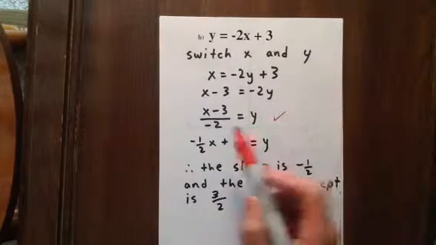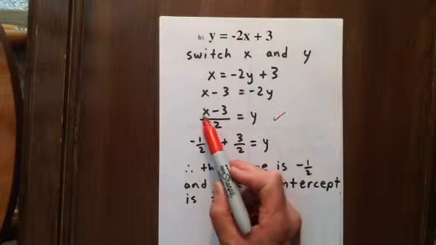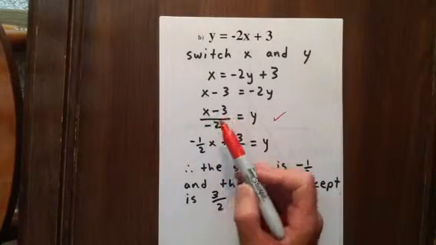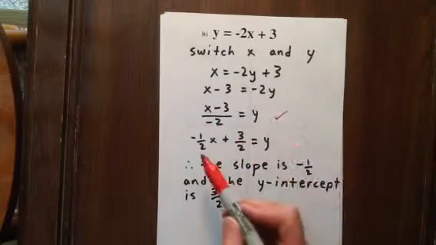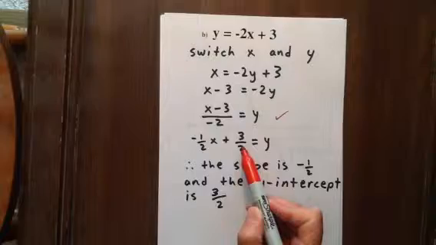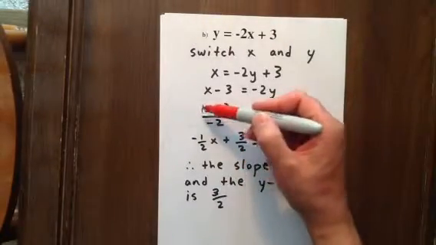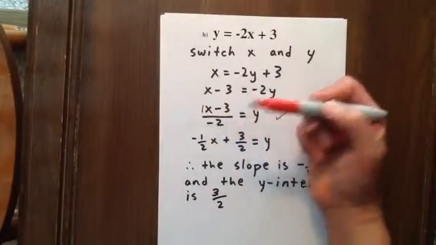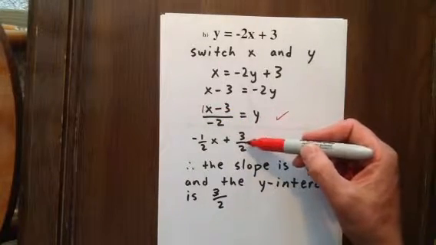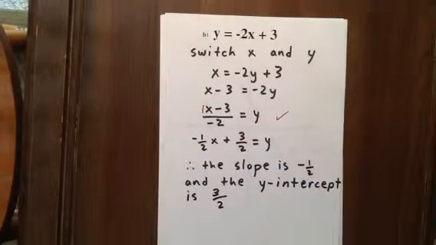But we don't want to leave it like this because we might get mistaken and think the slope is 1 and the y-intercept is -3, when in reality we see the slope is -1/2 and the y-intercept is positive 3/2. So we have a slope of 1 over -2 and a y-intercept of -3 over -2, or in other words, positive 3/2. So the slope is -1/2 and the y-intercept is 3/2.